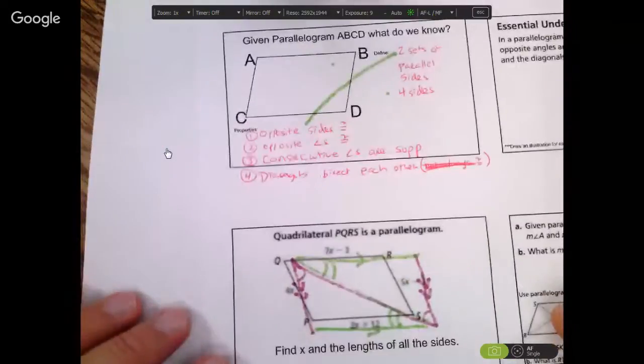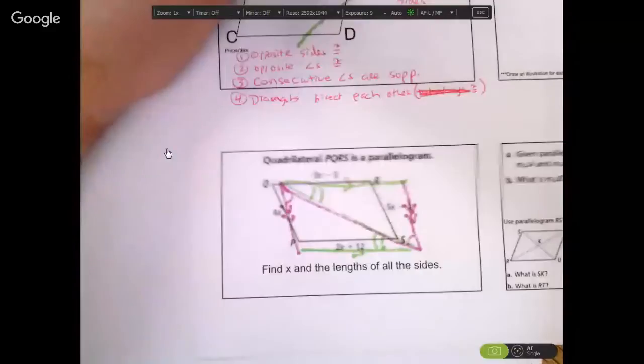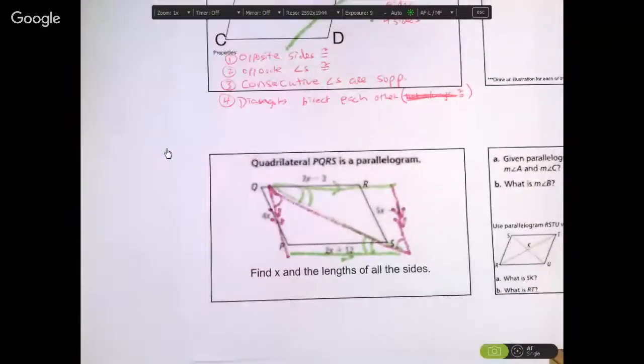And to Hope's point, she kept asking, is that a postulate? For some reason, we just call these properties.